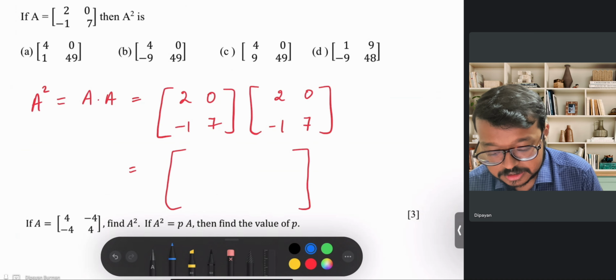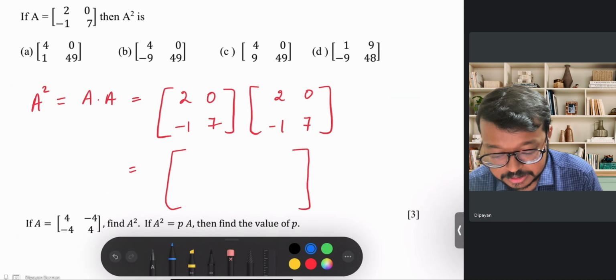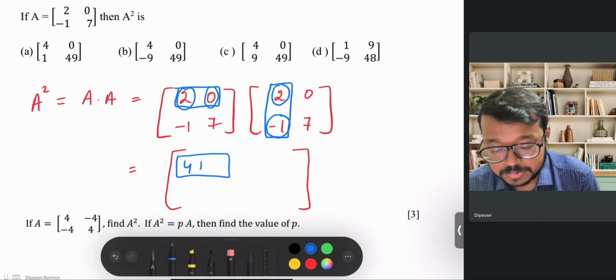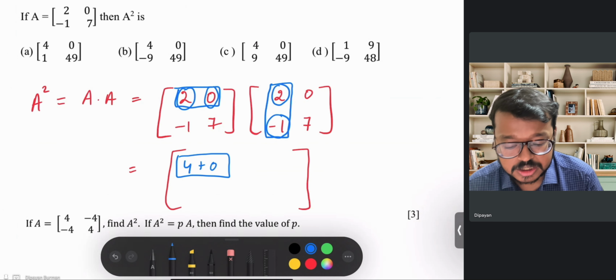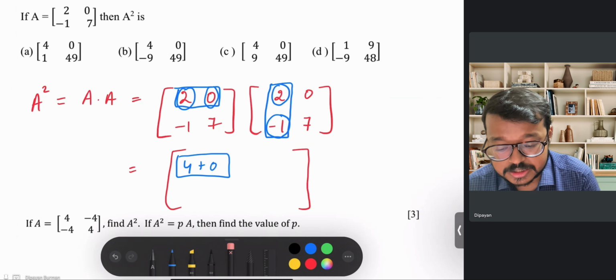So let's say that the first element of my resulting matrix will be when I take the first row and the first column, and I have to multiply corresponding elements. So I have to multiply 2 multiplied by 2. 2 into 2 is 4, and 0 into minus 1 is 0, so plus 0. This is the first element in my resulting matrix.